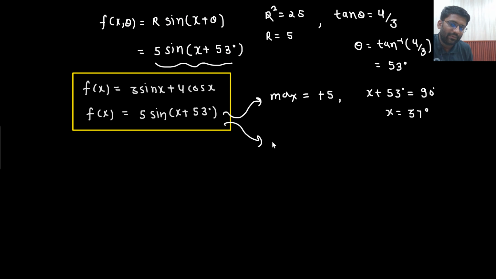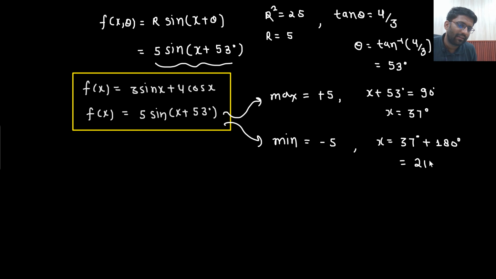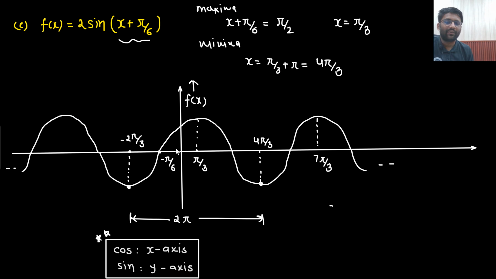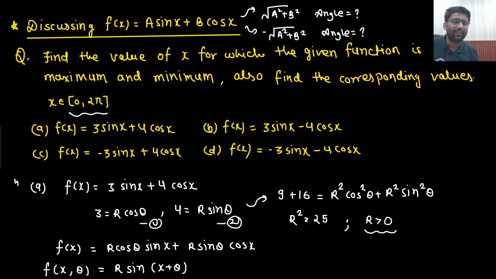And what is the minimum value? Minimum value is minus 5. And where will it be occurring? Sir, 37 degree plus 180 degree, right? Why 180 degree? Because you know that sir, after pi everything gets repeated. After pi maxima would become minima, and minima would become maxima. So after pi sir, everything gets inverted, and after 2 pi everything gets repeated, right?